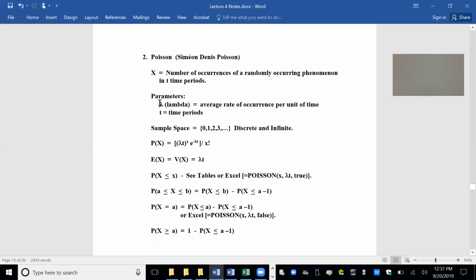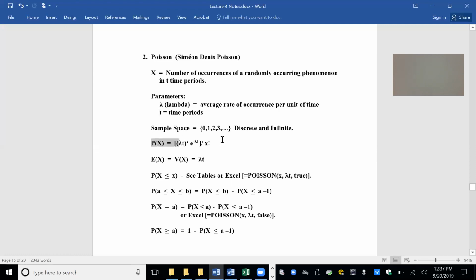It has 2 parameters, lambda and t. Lambda is the average rate of occurrence. T is the number of time periods we're going to watch it for. And we count things as they happen. So as they happen, there's 1, there's another, 0, 1, 2, 3, 4, 5. The sample space is discrete, but it has no upper bound. Technically, we call it infinite.